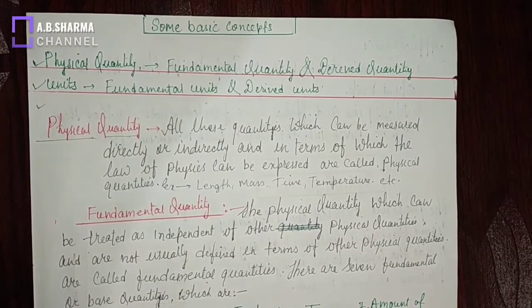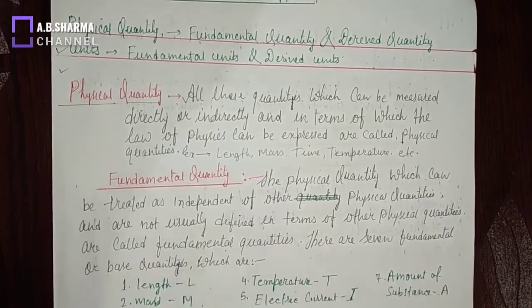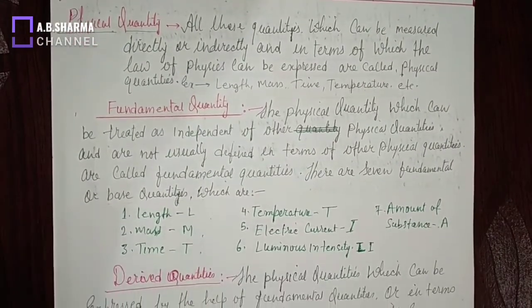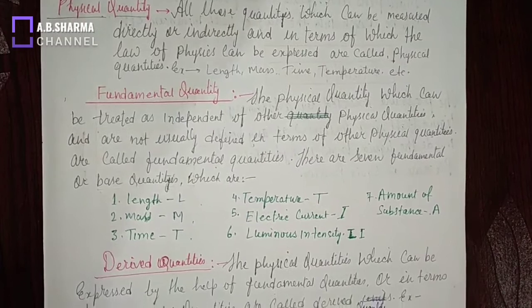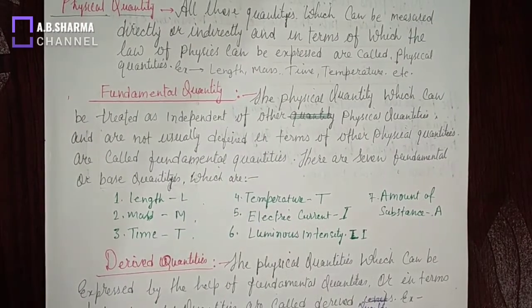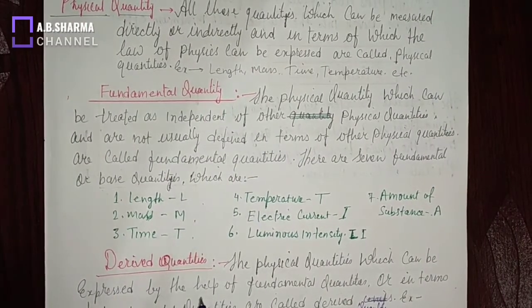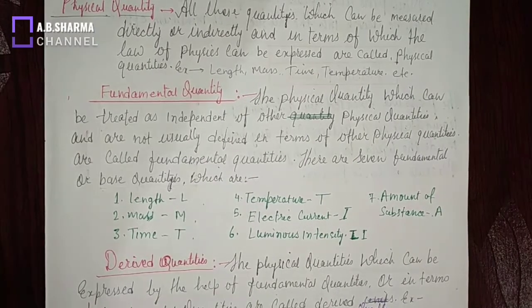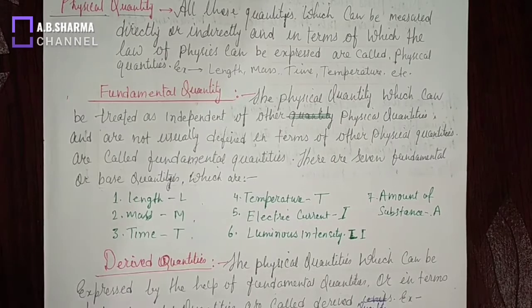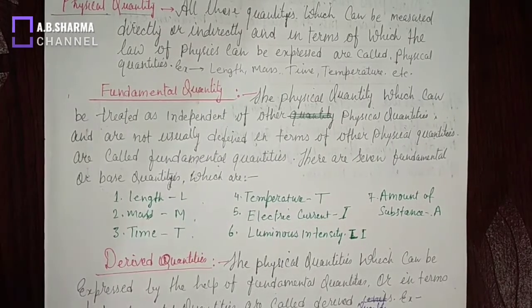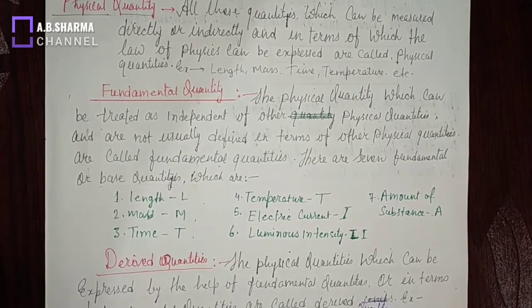Types of physical quantities: two types of physical quantity we will study, that is fundamental quantities and derived quantities. What are the fundamental quantities? The physical quantities which can be treated as independent of other physical quantities and are not usually defined in terms of other physical quantities are called fundamental quantities.